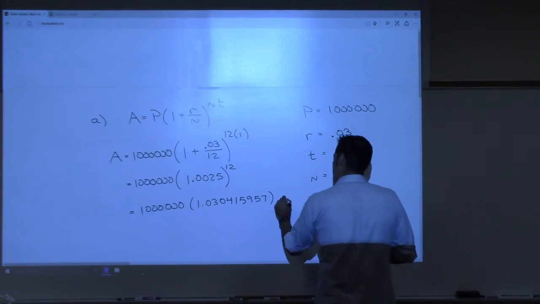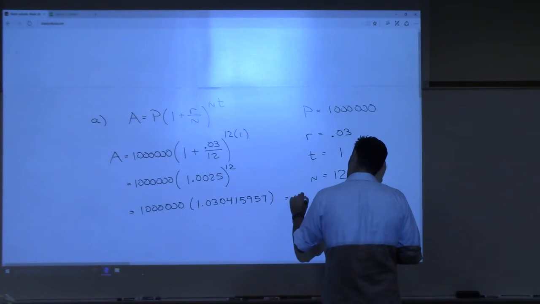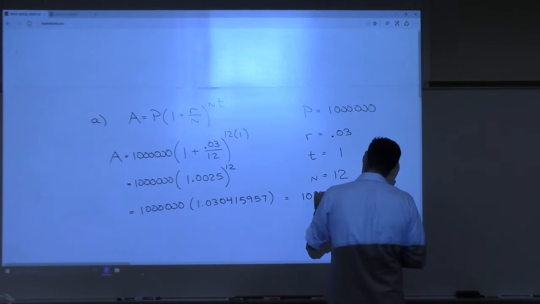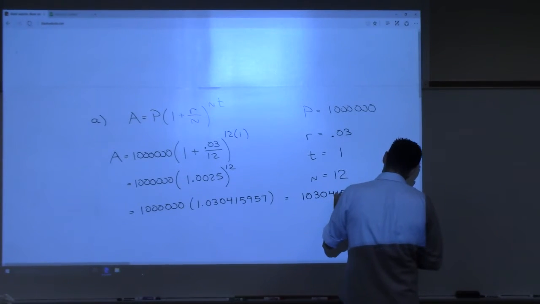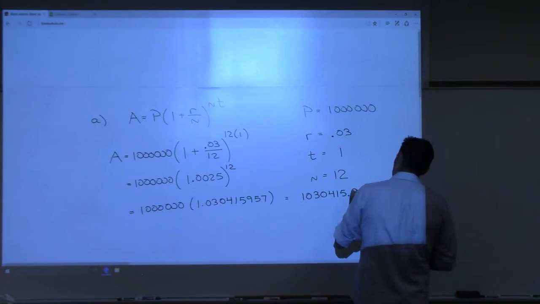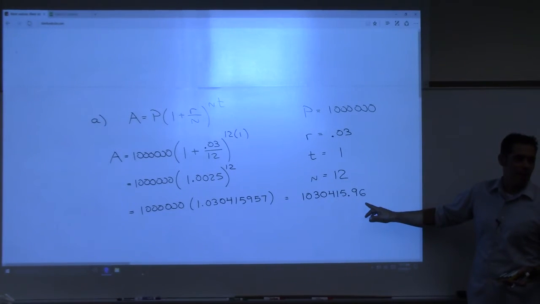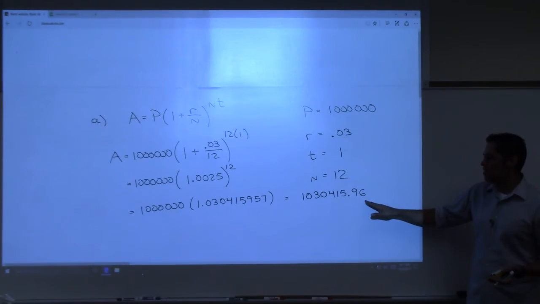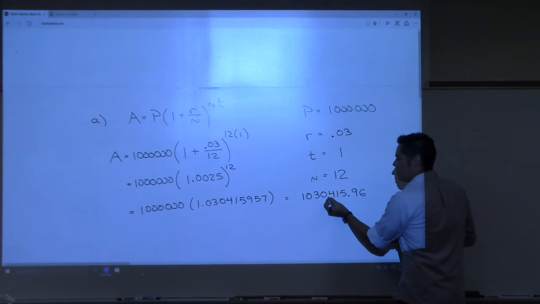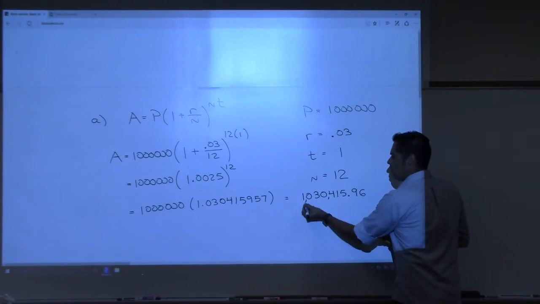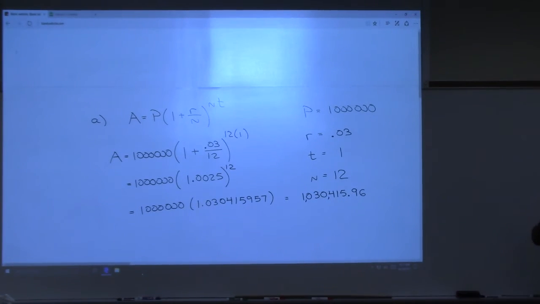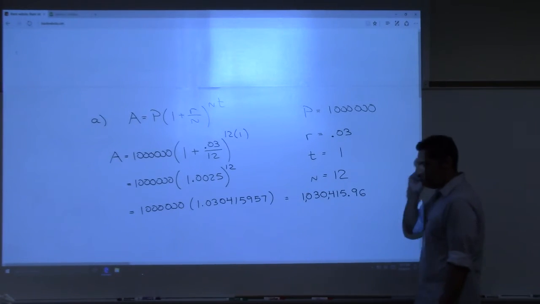And you get what? Yeah, it moves the decimal. So 1,030,415.9. Now this one I'm going to round to the nearest 2 decimal places because this is money now, right? So I can only really go to the cent. So that's what? $1,030,415.